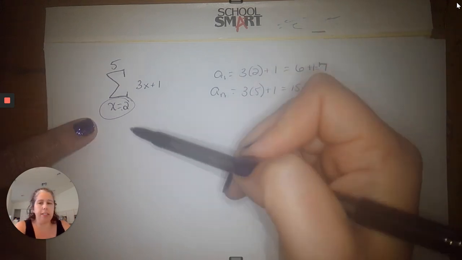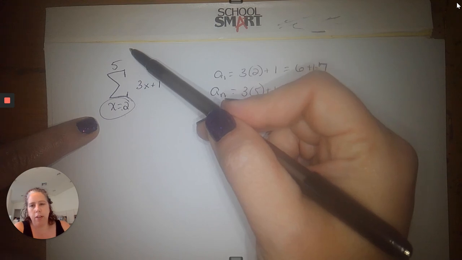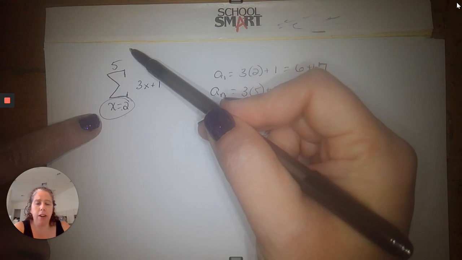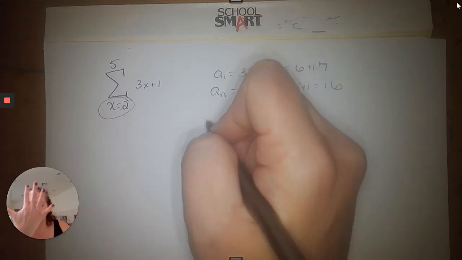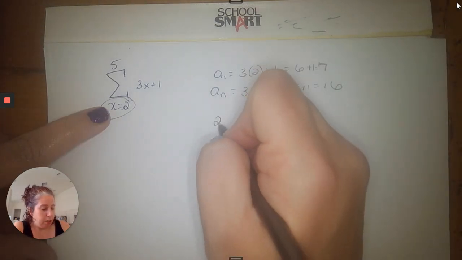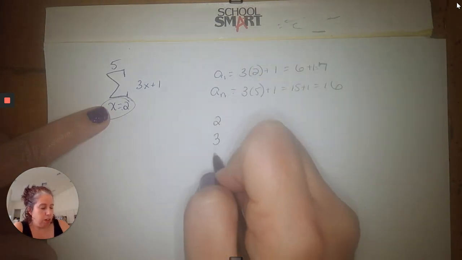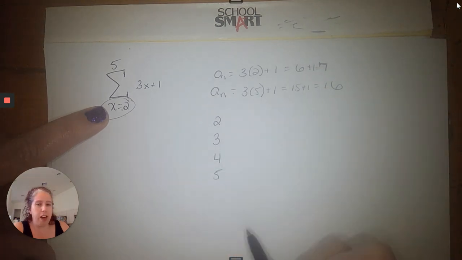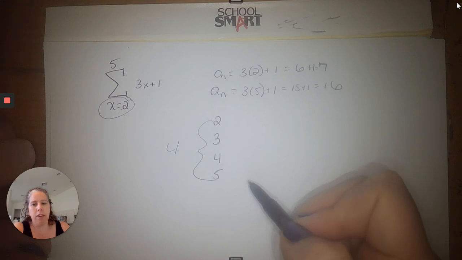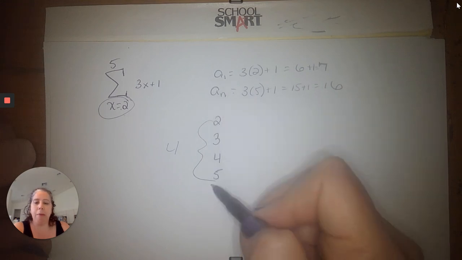Now, I need to get from 2 to 5. Okay, so how many numbers is it from 2 to 5? You're going to tell me it's 3, but it's not, right? Okay, so I can do it on my fingers, but the picture is kind of small. So what numbers do you need? You need to plug in 2, you need to plug in 3, you need to plug in 4, you need to plug in 5. Well, how many numbers are there? There's 4, right? Okay, so this is why you gotta add back 1 when you subtract.